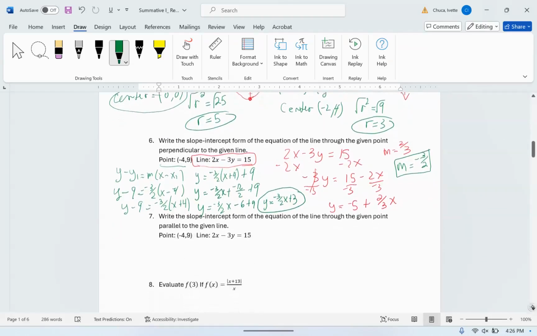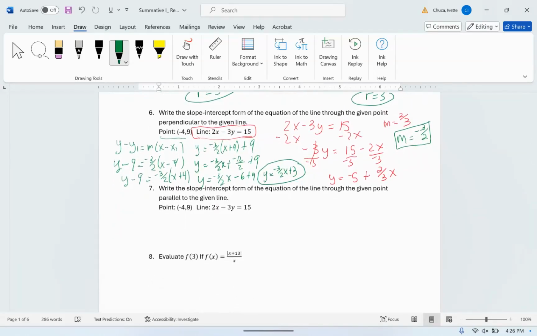And now for parallel, it's the same equation. We got the same equation. So we know that this slope is 2/3. Since it says parallel, we use the same slope. So we're going to use 2/3 and then our point. So we plug in our information again. So we get y minus 9 is equal to our slope of 2/3 times x minus negative 4.